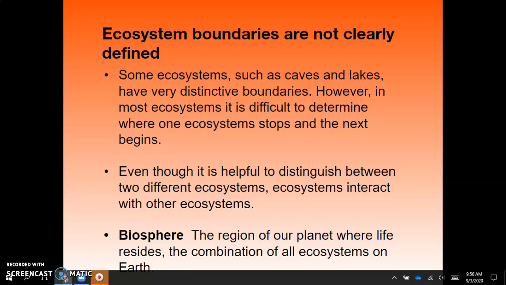And then our biosphere is just the region of our planet where life resides. So it's the combination of all ecosystems on Earth. Typically, we refer to the biosphere as the planet itself.